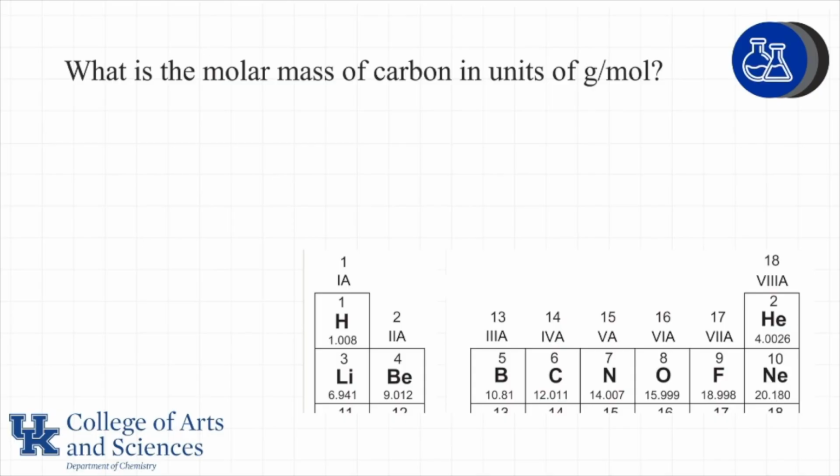What is the molar mass of carbon in units of grams per mole? To find the answer, we simply look at the periodic table. We look at the atomic mass for carbon, which is 12.011, and we know that it has units of grams per mole because we're talking about a mole of carbon.